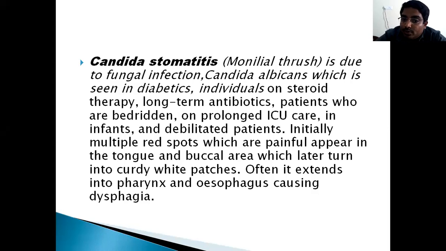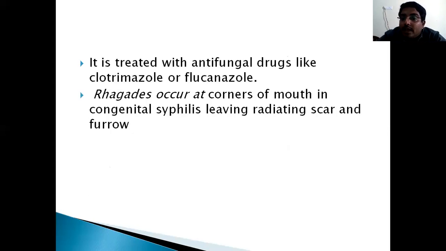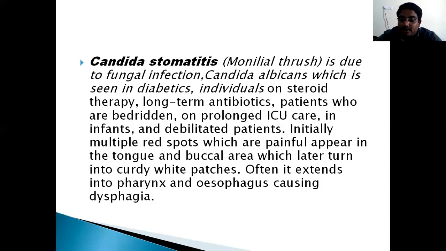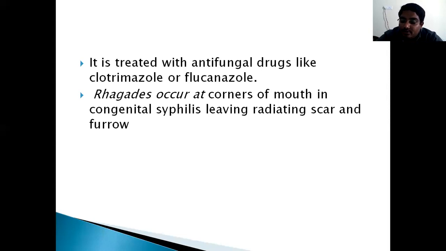Initially there are multiple red spots, which are painful, appearing on the tongue and buccal mucosa, which later turn into curdy white patches. Often it extends into the pharynx and esophagus, causing dysphagia due to pain and difficulty in swallowing. It is due to fungal infection, Candida stomatitis. The treatment is antifungal drugs like fluconazole and clotrimazole. Rhagades occur at the corners of the mouth, with ulcers in congenital syphilis, leaving radiating scars and fissures.